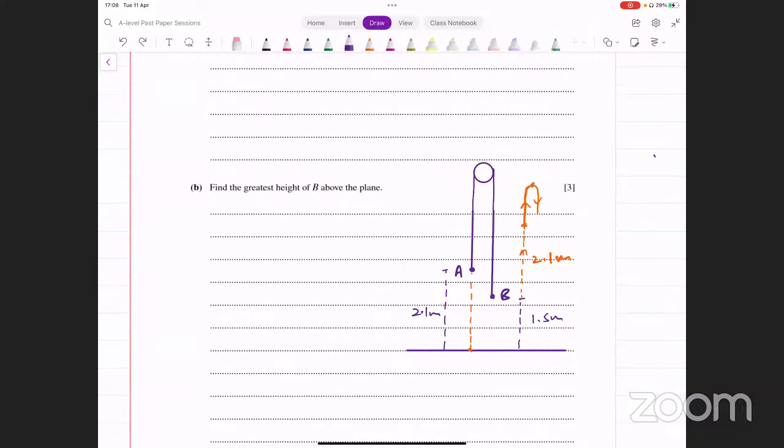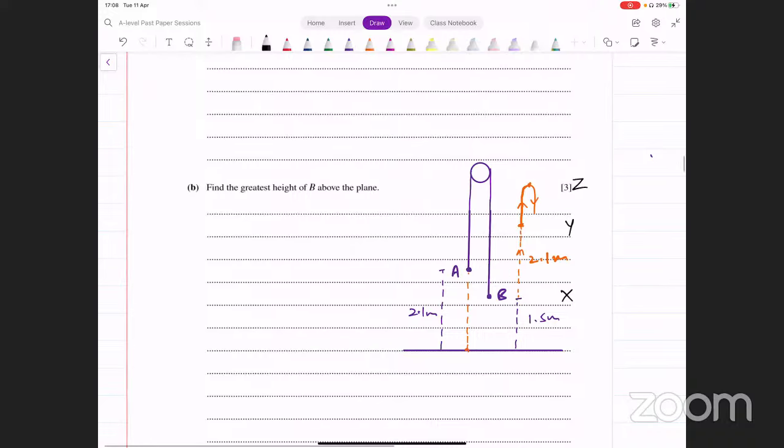देखिए, इसको हम कुछ मार्क कर लेते हैं। लेट्स कॉल दिस पॉइंट x. जब उसने स्टार्ट किया था, स्टार्टिंग पॉइंट को x कह लेते हैं। इस पॉइंट को हम कह लेते हैं y और ऊपर वाले पॉइंट को कह लेते हैं z.